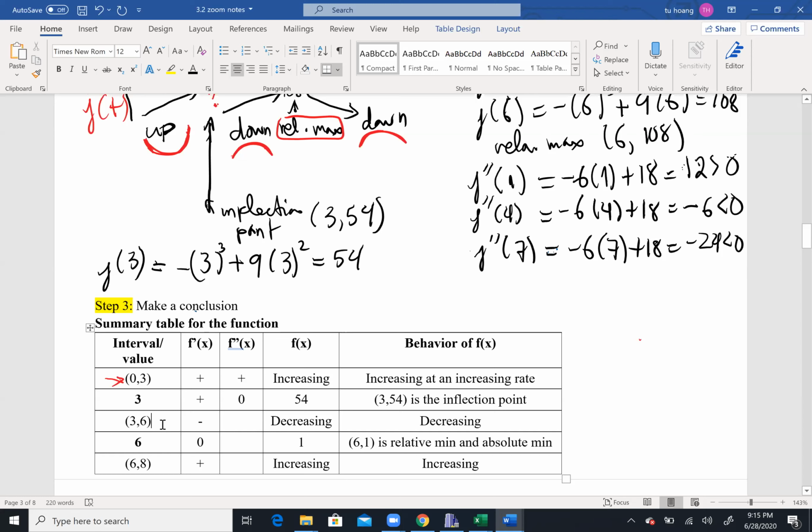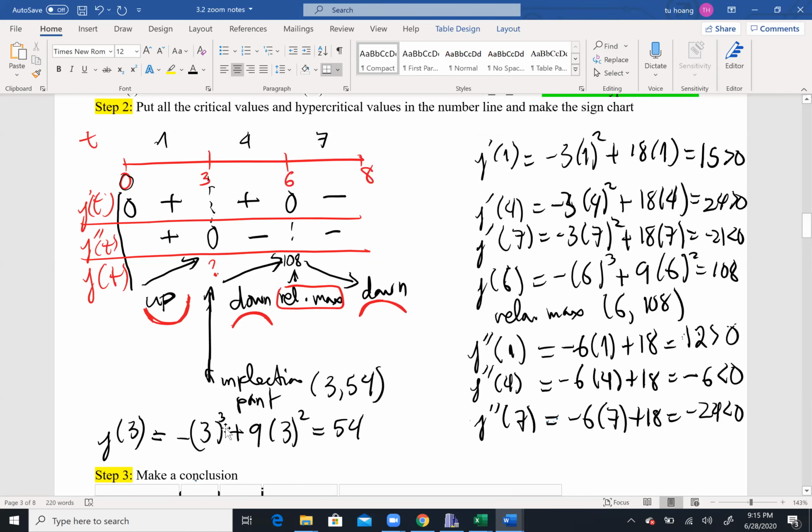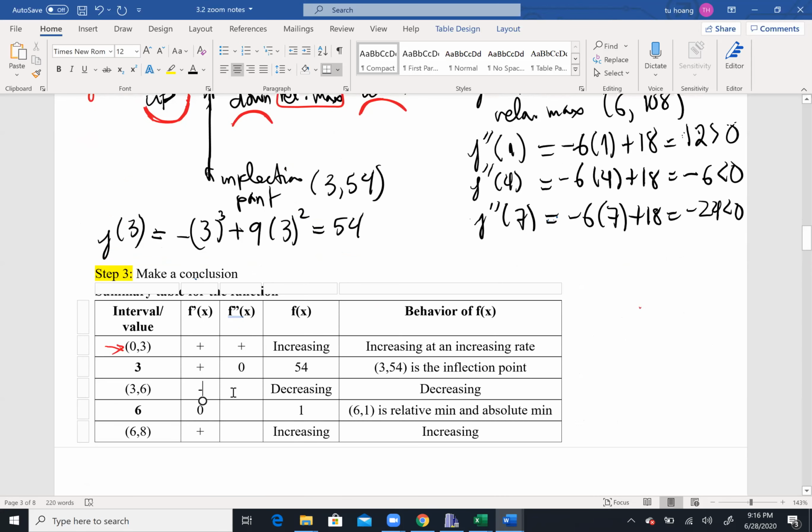And now I'm going to care about the interval from 3 to 6. What happened? I know that from 3 to 6, the first derivative has to be positive. The second is negative, right? So then f(x) has to be increasing. Okay, and the behavior is increasing, and the product between the first and the second derivative is negative, right? Positive times negative is negative.